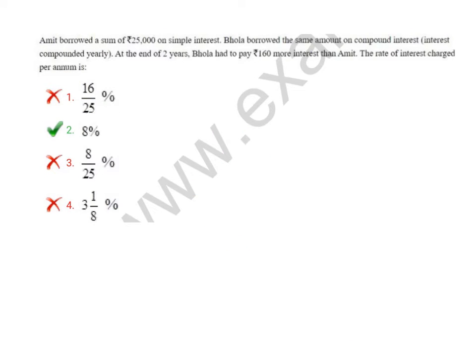Now, Amit borrowed a sum of 25,000 on simple interest. Bola borrowed the same amount on compound interest, compounded annually. At the end of 2 years, Bola had to pay 160 more interest than Amit. So he is giving you that the compound interest is more than the simple interest, and the difference is 160. We know the difference between simple interest and compound interest is P r square by 10,000.